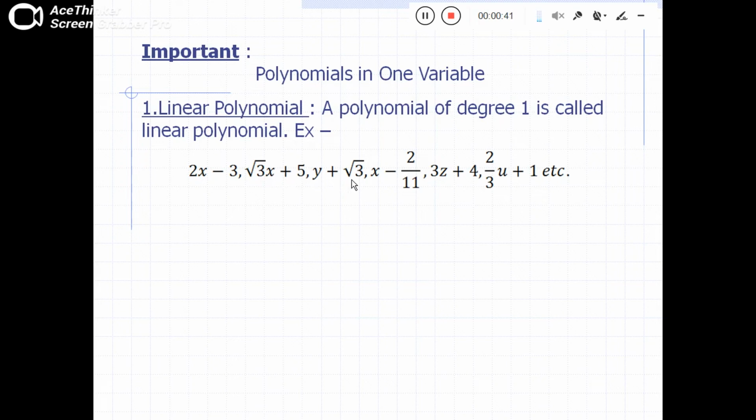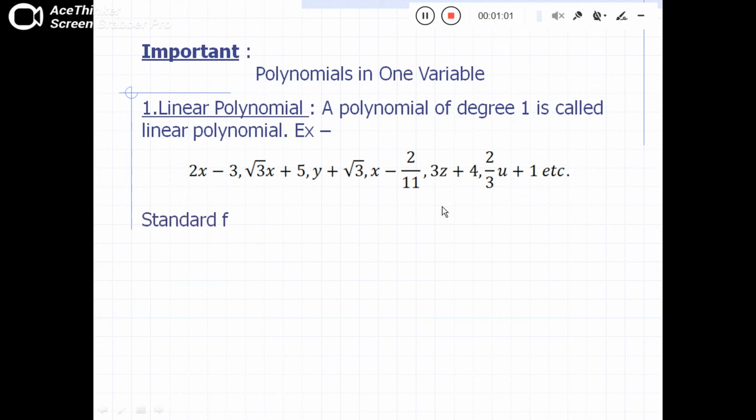y plus root 3, degree of y is 1. x minus 2 upon 11, its degree is 1. 3z plus 4, its degree is 1. 2 upon 3u plus 1, etc. These are the linear polynomials because the degree of these polynomials is 1.